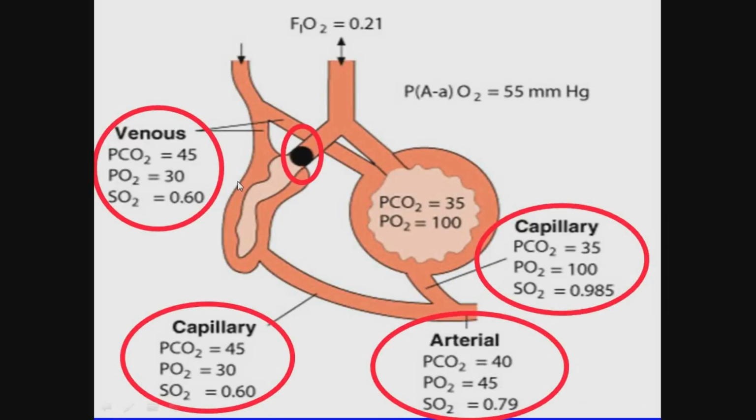So again, that shunt is a definitive problem because it's allowing venous admixture to be mixed in with good arterialized blood, and PO2 falls. The bigger the shunt fraction, the bigger the problem. So the more alveoli you have that are not participating in gas exchange, the worse problem you have.